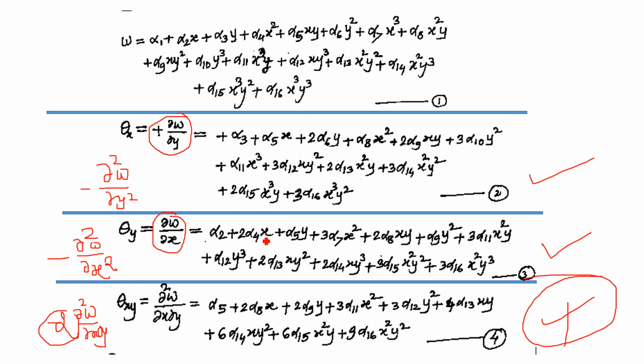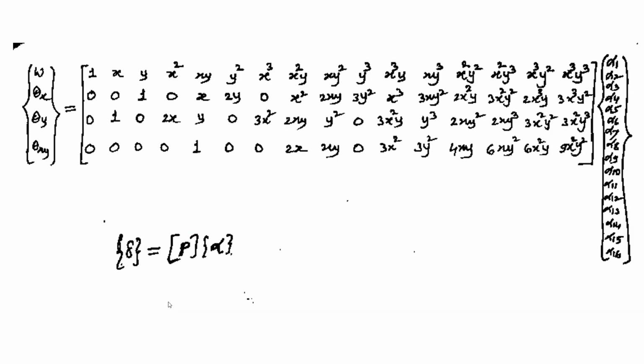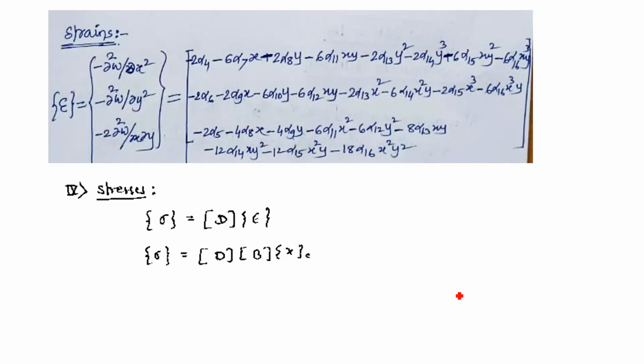Only these two we have to differentiate. This is with respect to x and this is with respect to y. If you perform that derivative, you will get these expressions. This is minus d square w by dx square, this is minus d square w by dy square, and this is minus 2 d square w by dx dy. So these are the expressions for strain epsilon x, epsilon y and gamma xy.